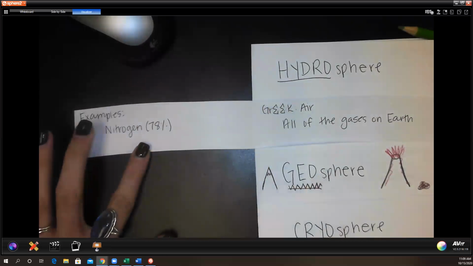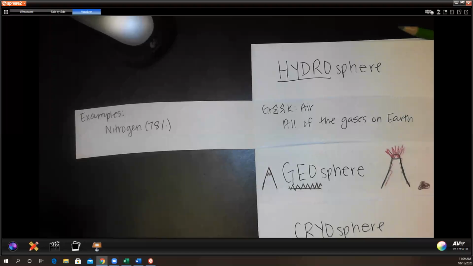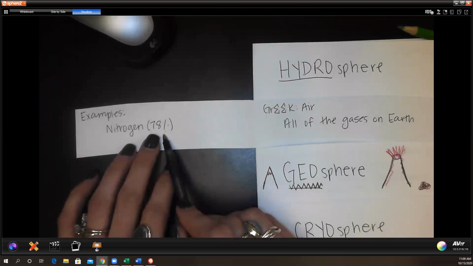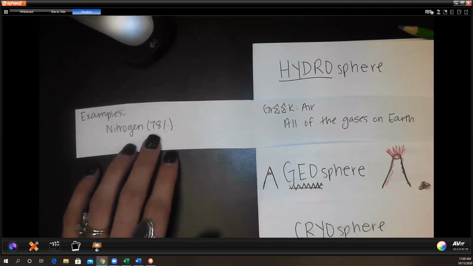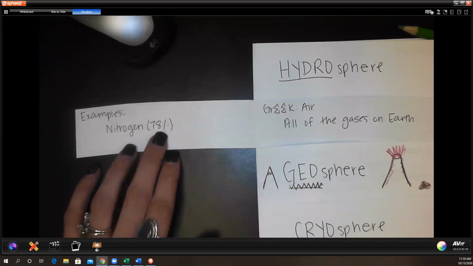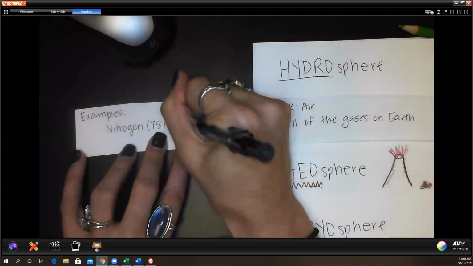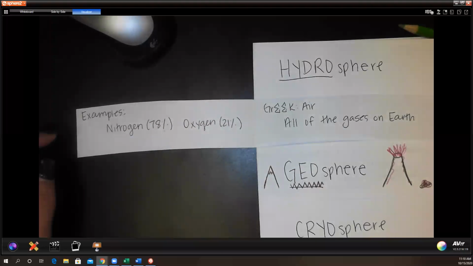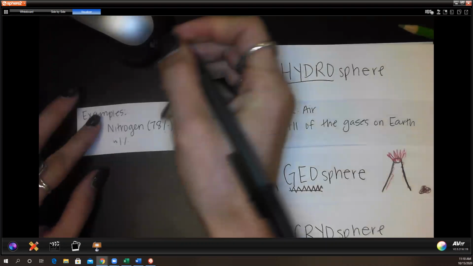Does anybody know how much oxygen makes up? What percent? Or want to take a guess? No, because it can't be that much because it's 78%. So it has to be less than 78. Think about what adds up to 100. 50? No, it has to be less than 22. Right? Because 22 would add up to 100. Close. Oxygen is 21. The remaining 1% is other gases.